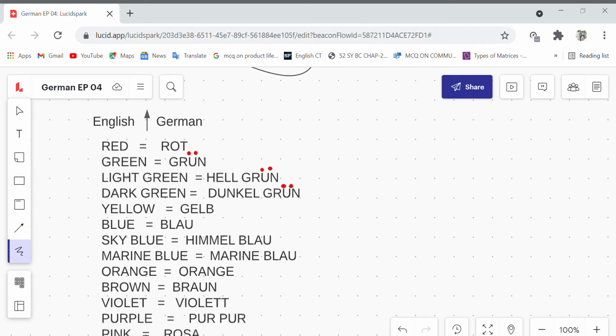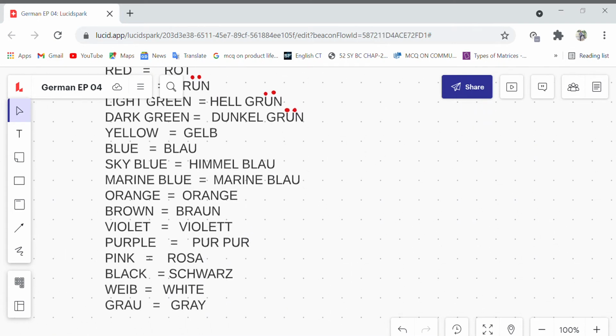Red, rot. Green, grün. Light green, hellgrün. Dark green, dunkelgrün. Yellow, gelb. Blue, blau. Sky blue, himmelblau. Marine blue, marineblau. Orange, orange. Brown, braun. Violet, violett. Purple, purpur. Pink, rosa. Black, schwarz. White.